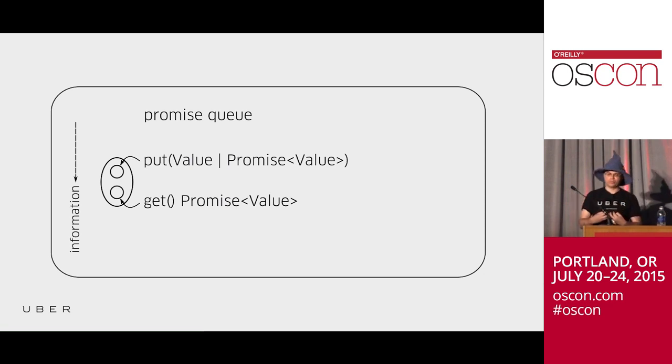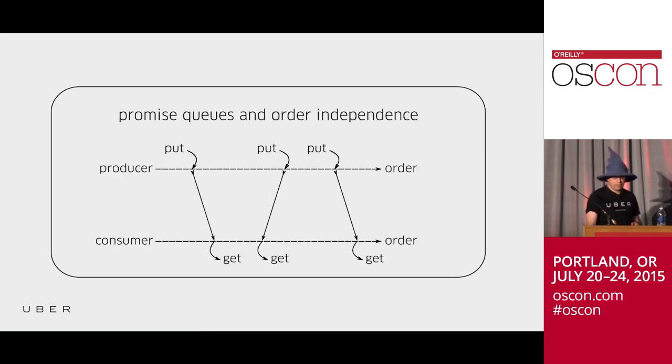It's going to return a promise for a value. It's going to have a put method, where you can put a value or a promise for a value onto the queue. The important thing about promise queues is that they are order independent. You do not have to put before you get. You can put as many things as you want onto a promise queue. You can get as many things as you want off.